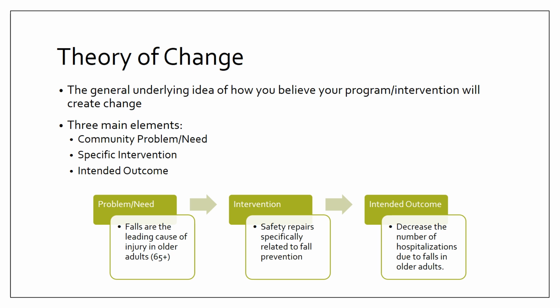So you can see here I've identified a problem and need, an intervention, and an intended outcome. So for our problem or need, we determined that falls are the leading cause of injury in older adults age 65 and older. Our intervention that we want to do is to have safety repairs specifically related to fall prevention, and our intended outcome is to decrease the number of hospitalizations due to falls in older adults.